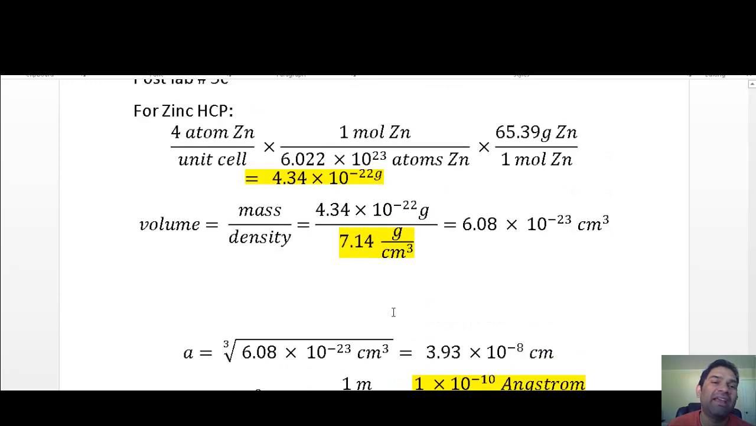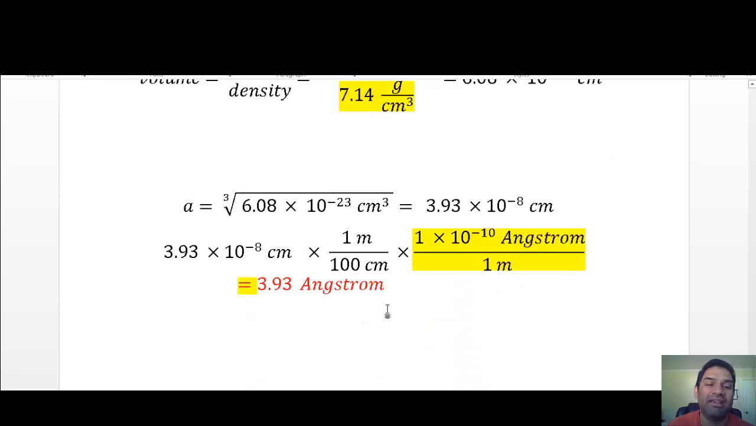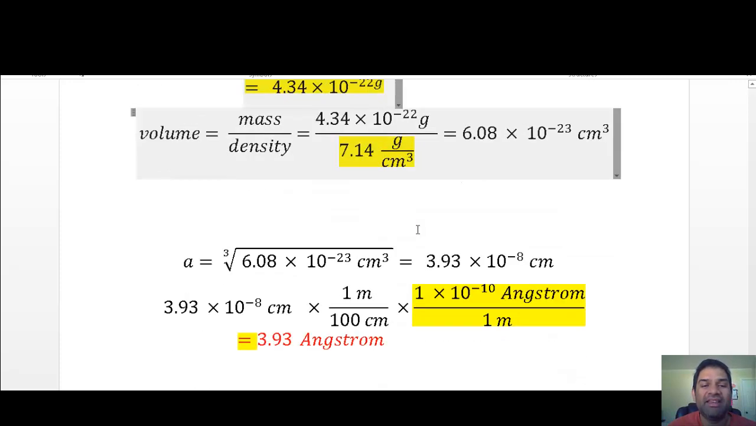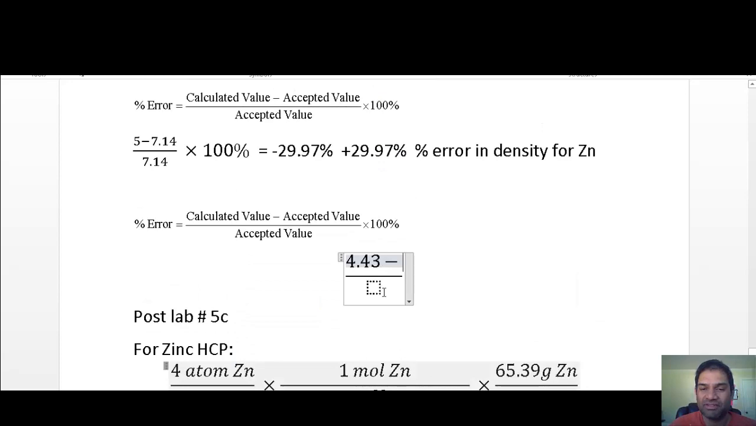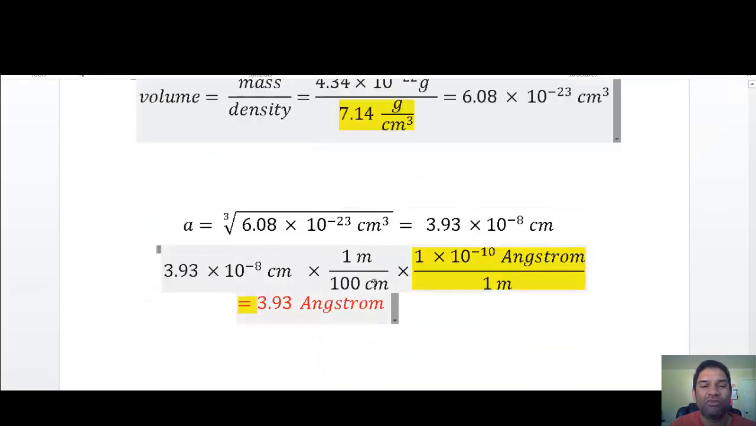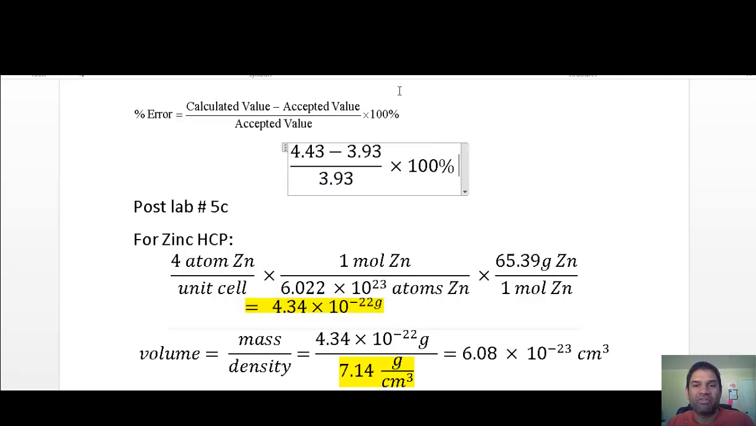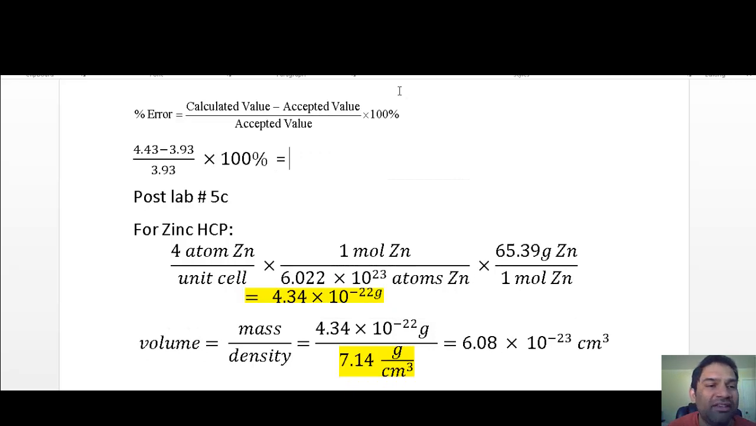Now we can go ahead and calculate the percent error of our edge length A. Again, I'm not going to put in the units here. The accepted value of our edge length that we got from our accepted density is 3.93 angstroms. So convert that to percent. And doing this on my calculator, I'm getting an answer of 12.72%. So that is our percent error in edge length for zinc.